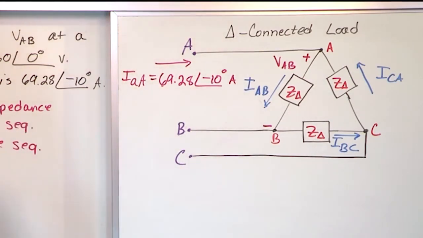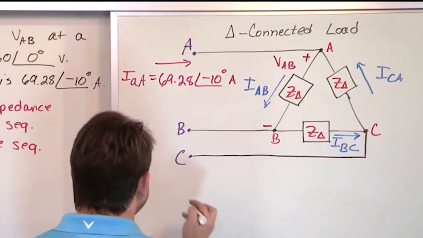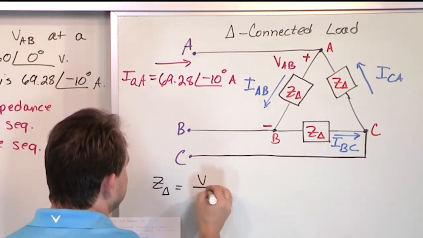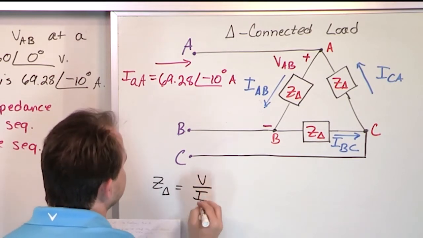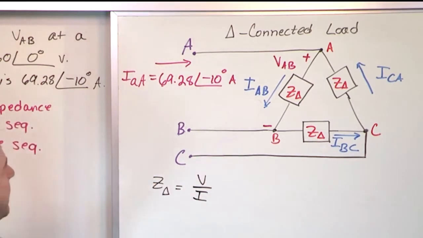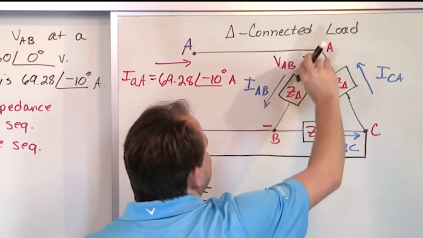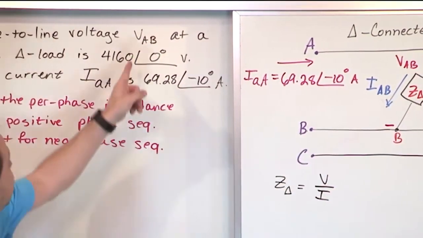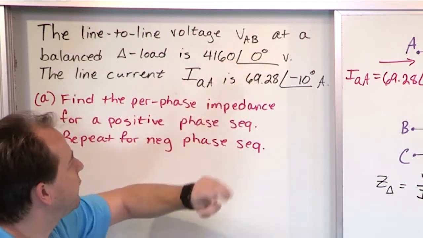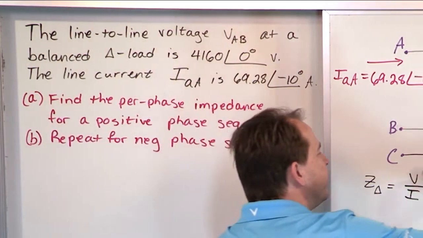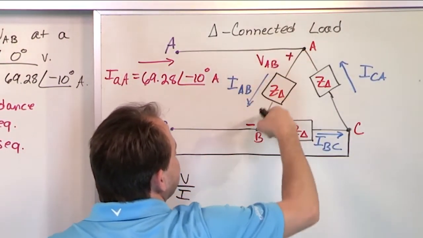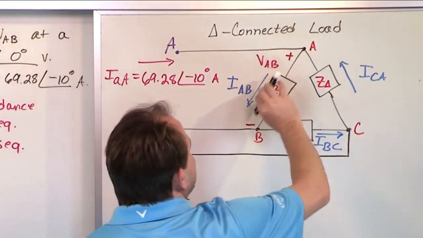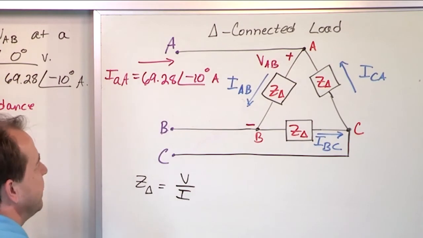Well, we know from basic circuit analysis that Z delta is just going to be the voltage across that impedance divided by the current going through the impedance. And we know the voltage across it because that's VAB, right? VAB is given as 4160 at an angle of 0. So we know this number at the top, the voltage across this load, Z delta. But we don't know the current because the current is IAB, and that was not given in the problem statement.